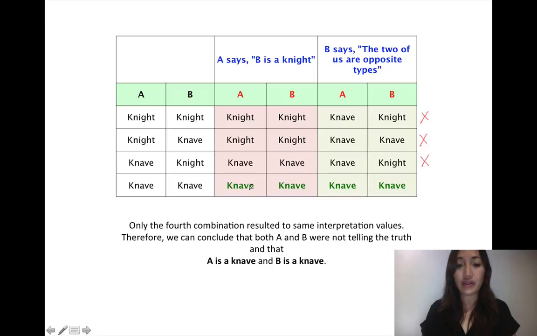And for the fourth row, I get both knaves for the first scenario and both knaves for the second scenario, so this is valid. Since only the fourth combination resulted in the same interpretation values, we can conclude that both A and B were not telling the truth, and that A is a knave and B is a knave.